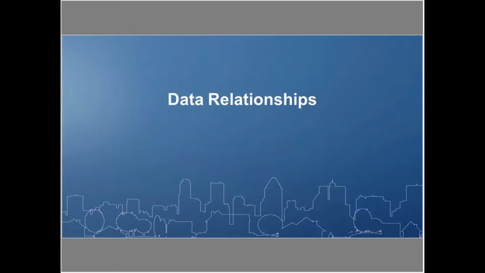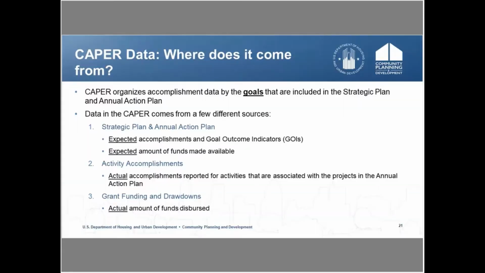All right. Thanks, Joel. Okay, so now we'll take a closer look at the data in the CAPER template and its relationship to the Consolidated Plan and Annual Action Plan to better understand where it all comes from. When you create your CAPER template, the system will automatically populate many of the fields with data. This auto-populated data is organized by the goals included in your strategic plan and annual action plan. You may be used to thinking of your accomplishments in terms of activities. However, for the CAPER, you should think of accomplishments in terms of goals.